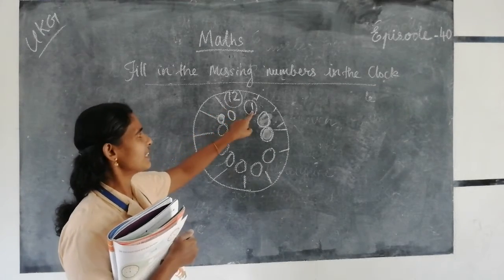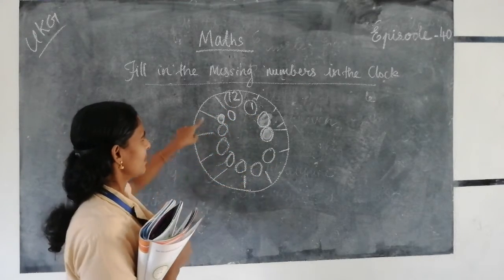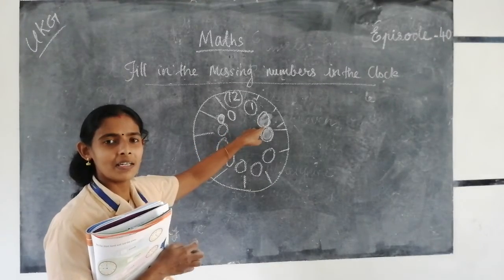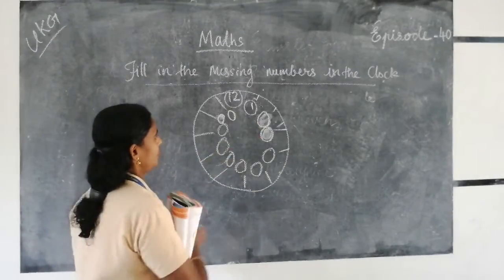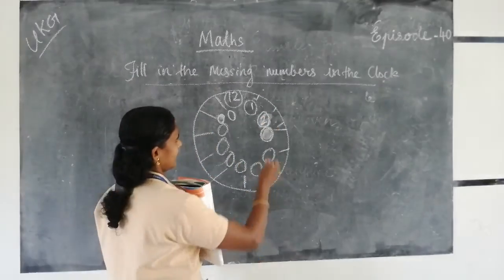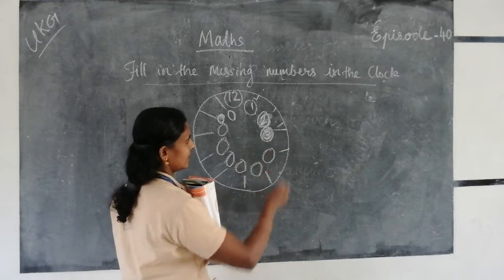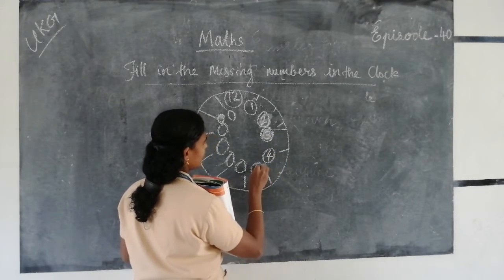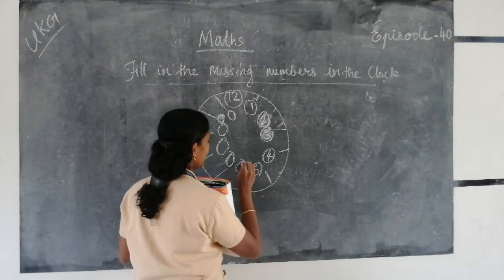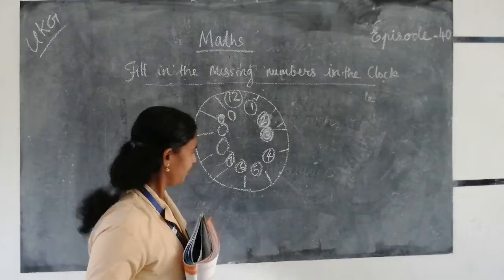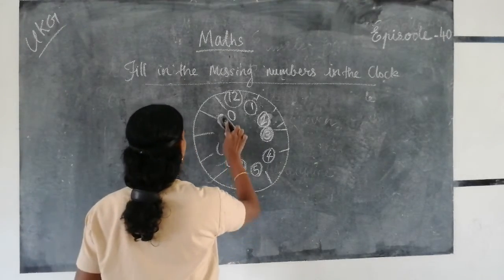First number 12, next 1. Next number, this is the next number. 1, 2, next 3. Next 4, next number 5, next 6, next number 7, number 8.